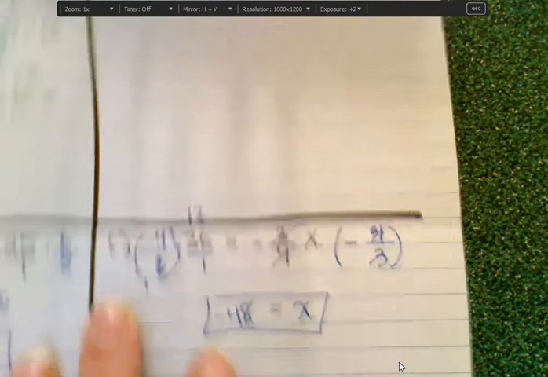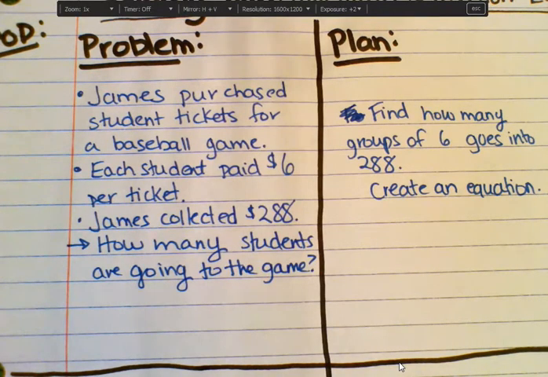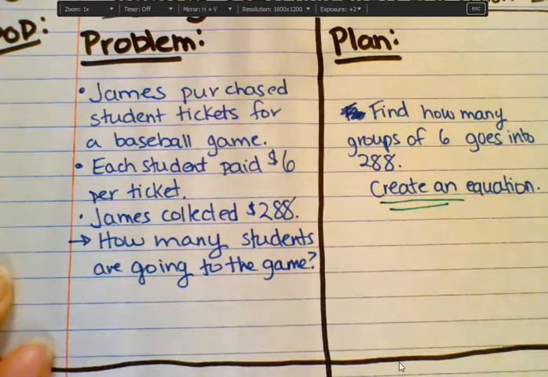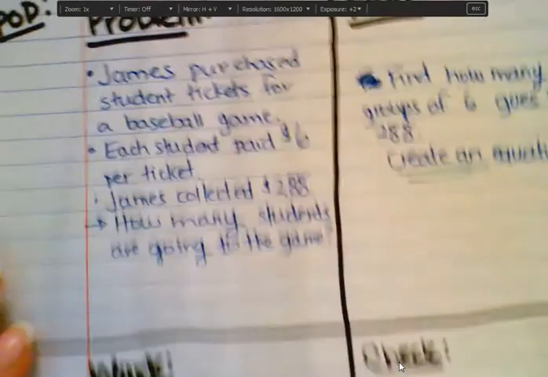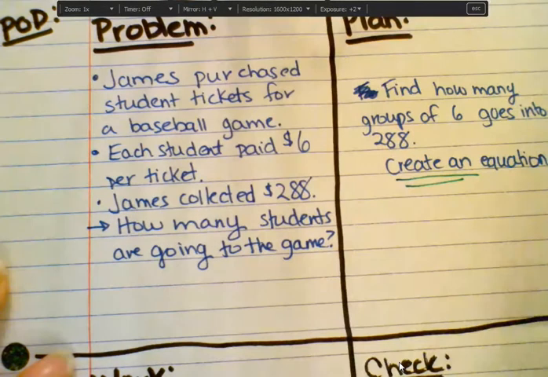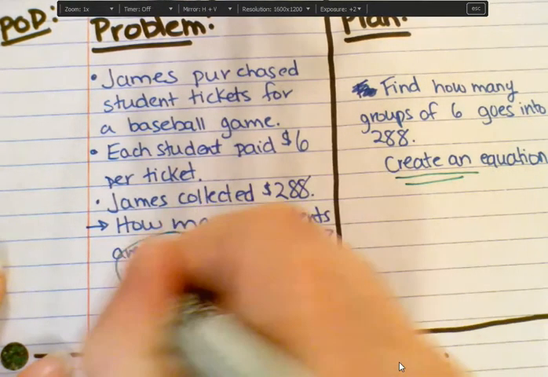Okay. All right, let's go back to our original problem. Let's kind of review it for a sec. It says James purchased student tickets for a baseball game. Each student paid $6 per ticket. James collected $288. How many students are going to the game? All right, I think it's going to be easiest if we go ahead and create that equation and then we can solve for it. So if I let x represent how many students, I'm going to let that be what x is.